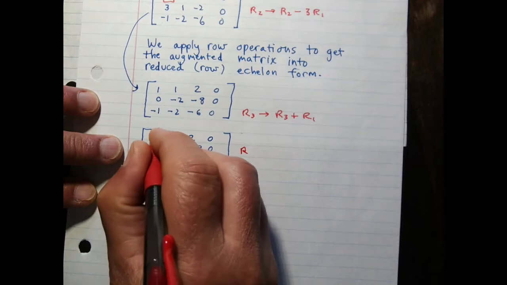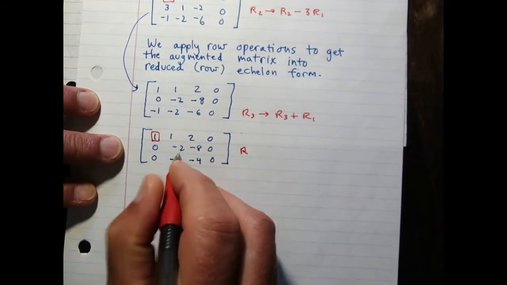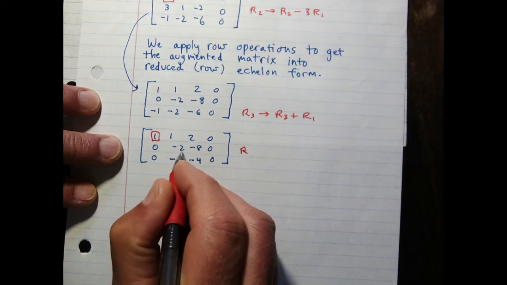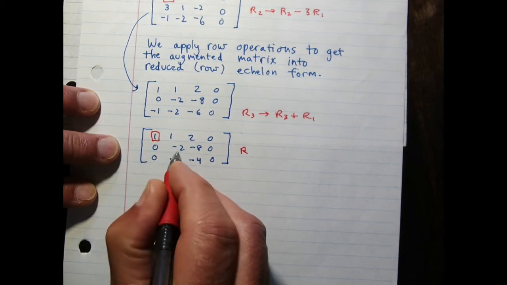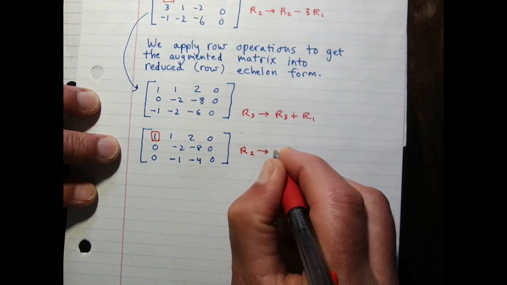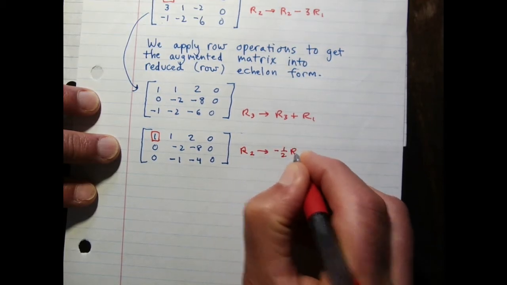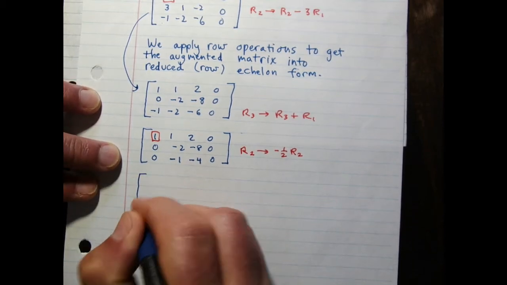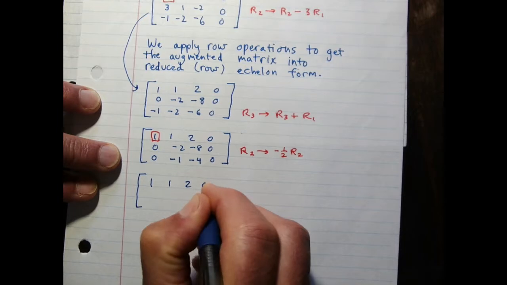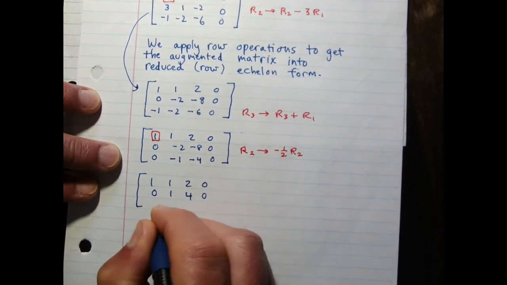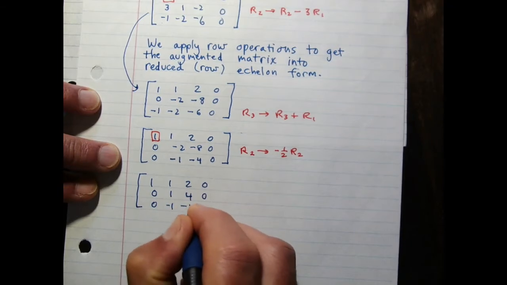Now I have my first column set up nicely. Now I'm looking at the second column. I want to get a 1 in this next pivot position here as I come down diagonally. So I'm going to take row 2 and multiply by negative a half. And that's going to become 1, 1, 2, 0 stays the same. 0, 1, I guess I get 4, 0. 0, negative 1, negative 4, 0.